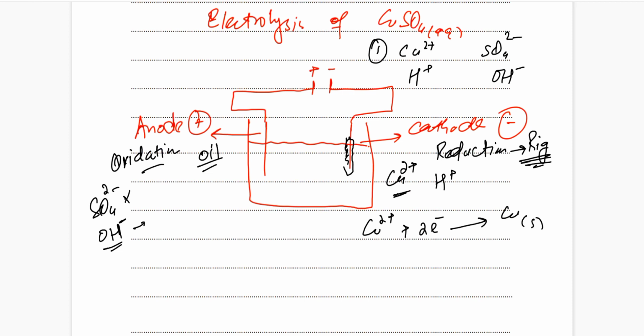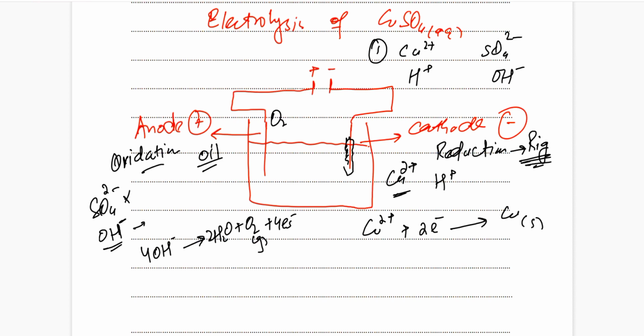Okay, so hydroxide, we write its famous example for OH. So 4OH- gives 2H2O plus O2 plus 4 electrons. In the form of gas, it will be released. Okay, oxygen will be released over here.